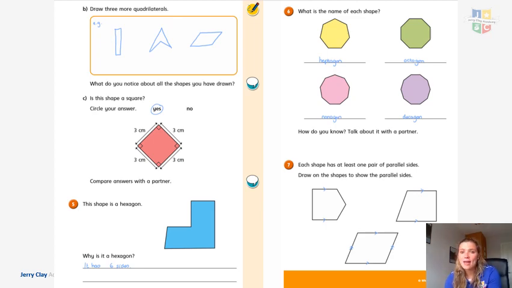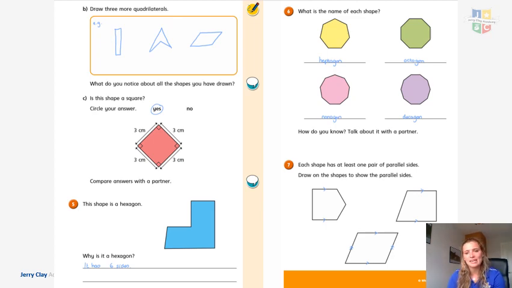Question 6, we're going to have to count the sides to work out what the name of the shape is called. So the first one is a heptagon because it has 7 sides. The second one is an octagon because it's got 8 sides. The next one is a nonagon because it's got 9 sides. And the last one is a decagon because it has got 10 sides.